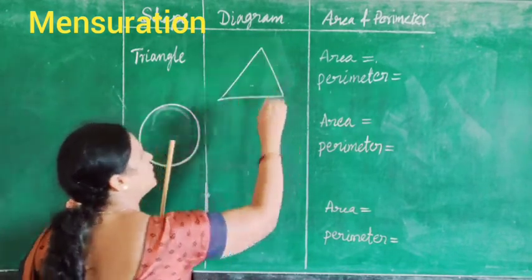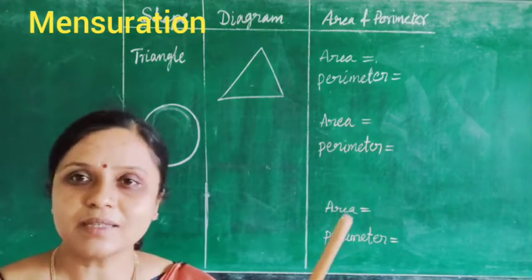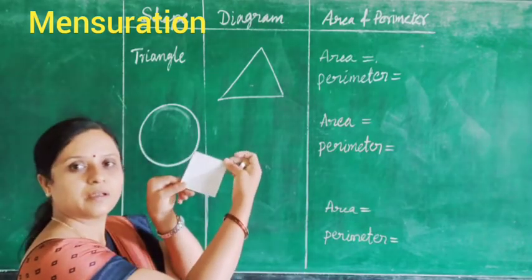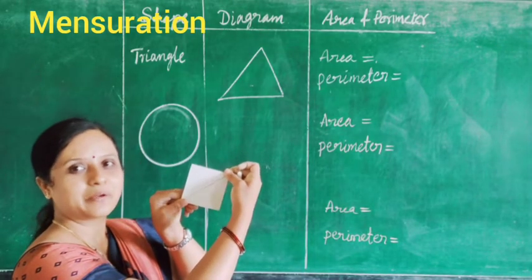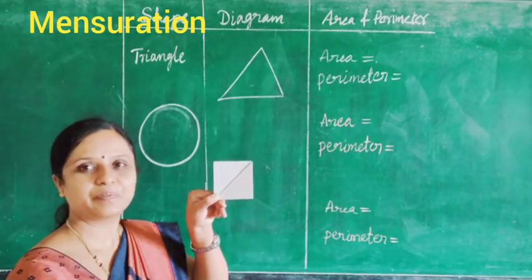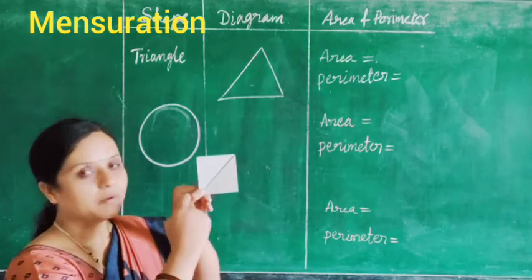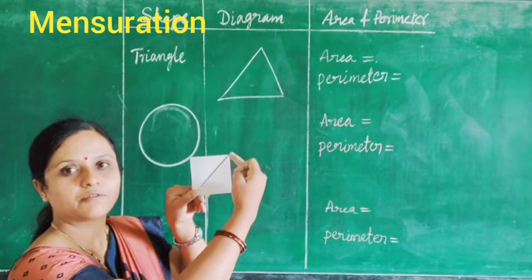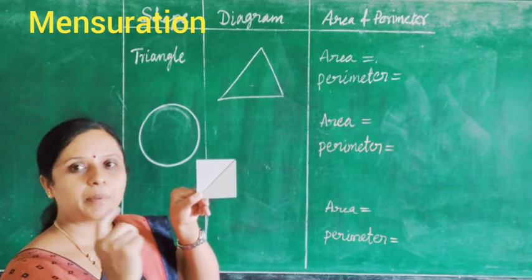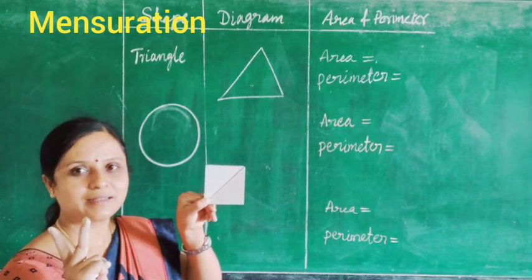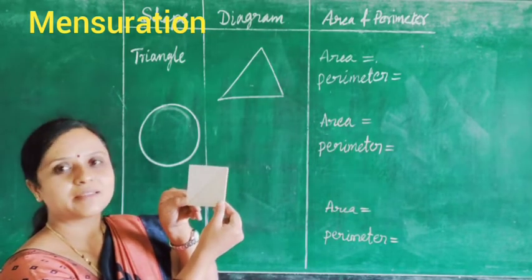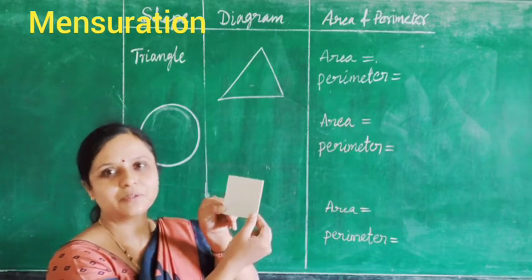Area of this triangle. Students, you can see this one. I already told you that this is a square, and it is also called a parallelogram. All the properties of parallelograms hold good in this square. When we draw a diagonal of this parallelogram, that diagonal divides the parallelogram into two triangles.